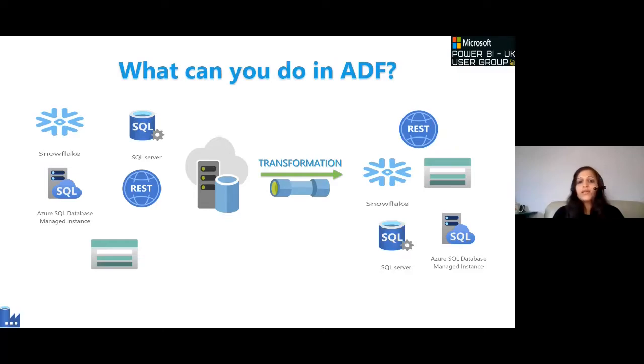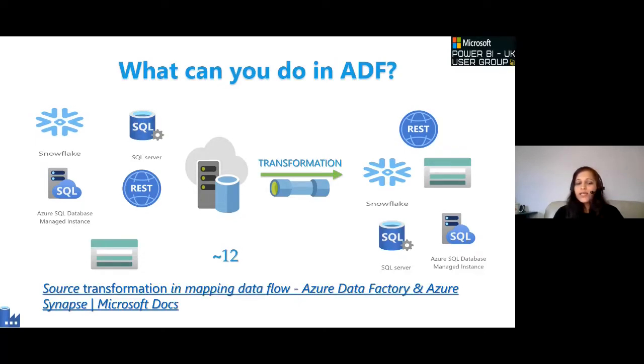For that, mapping data flow supports around 12 data sources plus 4 new data sources which have recently been added, so around 16 data sources are available. This is the link which helps you find out which data source you can use as a source or as a sink for your transformation in Azure Data Factory using the mapping data flow. And this is called data transformation.